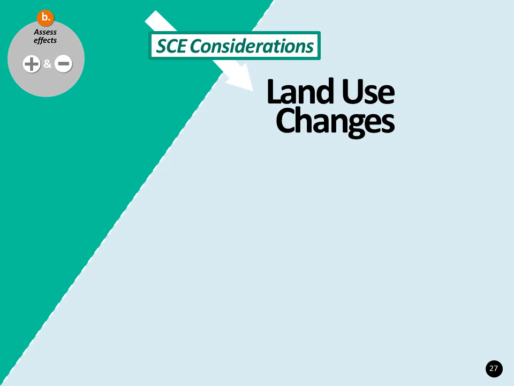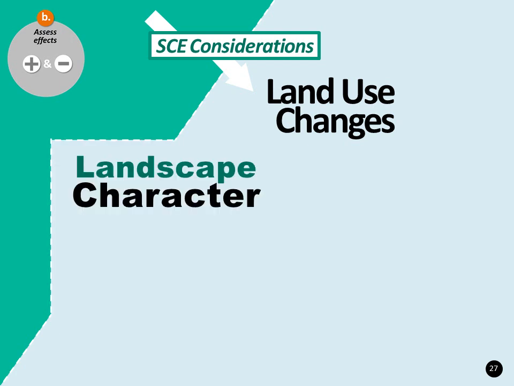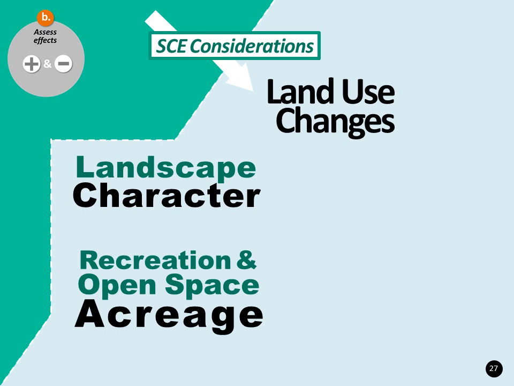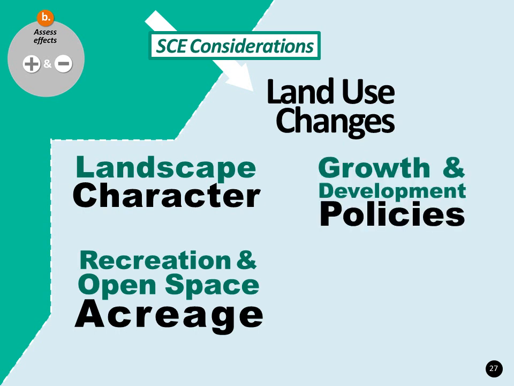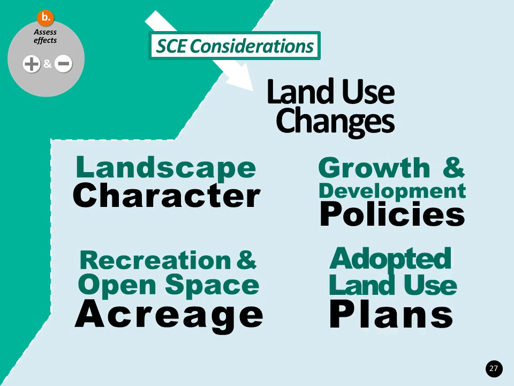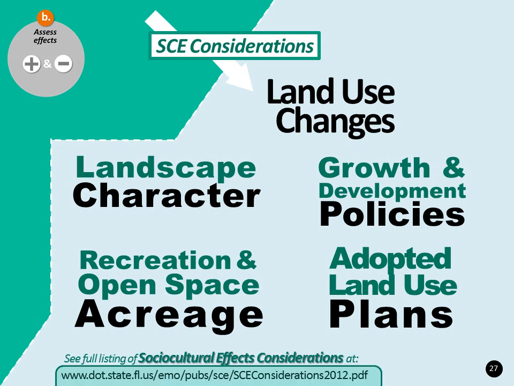To recap, the SCE considerations for the land use change issue fall under 4 categories: changes in the existing landscape character, increase or decrease in recreation and open space acreage, consistency with local growth and development policies, and compatibility with adopted land use plans. Providing a response to each SCE consideration that is relevant to the project will help you prepare a thorough SCE evaluation. The level of detail for the assessment will depend on the potential for effects and the severity thereof. To review the full versions of the SCE Considerations, visit the department's SCE webpage.